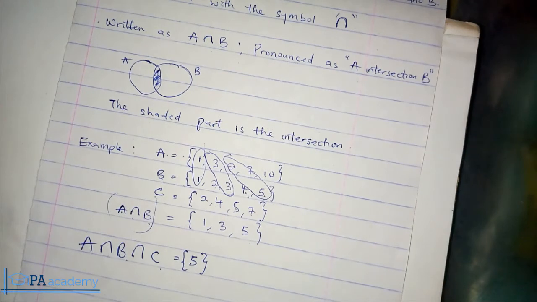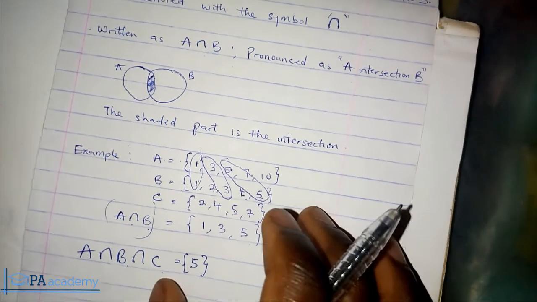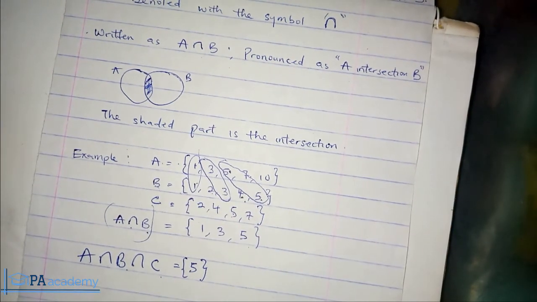So whichever way the question is, just know that when you talk about intersection, you are talking about elements that are common to the sets that you are comparing. Either there are 2 sets, or there are 3, or there are 4. Once you just look for the elements that are common to the sets, and that will give you what? The intersection of the sets that you are looking for.